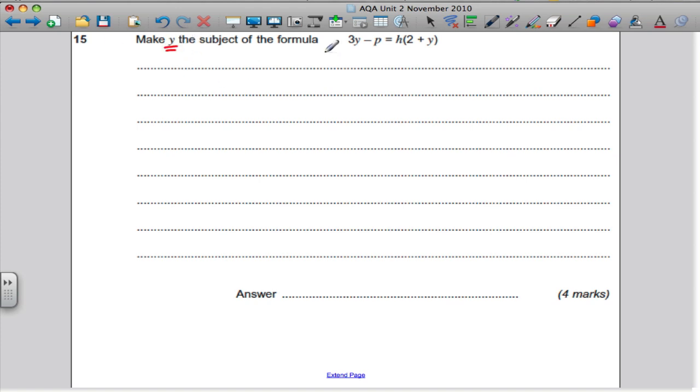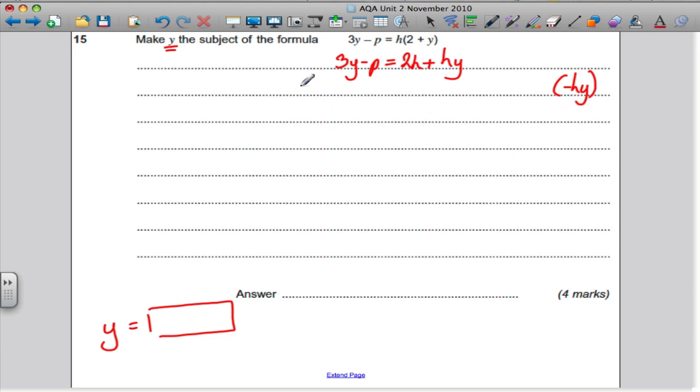Okay, question 15. Make y the subject of this formula. So you want y is equal to something involving all the other expressions but not including y. So you want something like this. y is trapped within the brackets here. Free the y from its brackets. So 3y minus p must be h times 2, which is 2h. h times y is plus hy. Gather all the y's together on, say, the left-hand side. So why don't we subtract hy from both sides? You would get 3y, subtract p, subtract hy is equal to 2h.